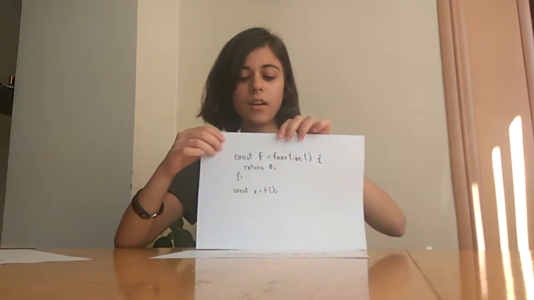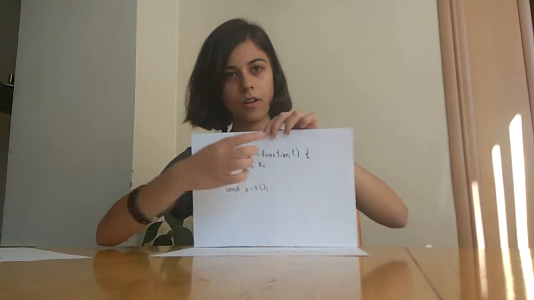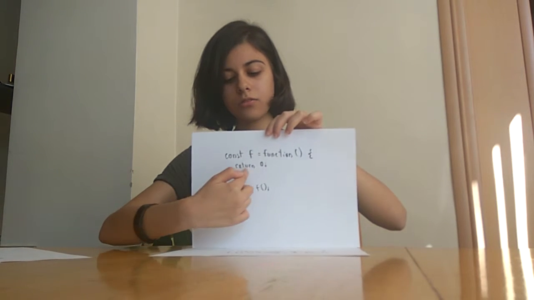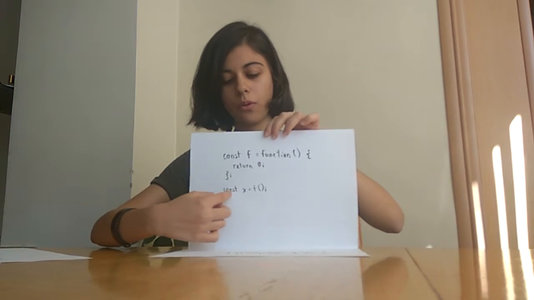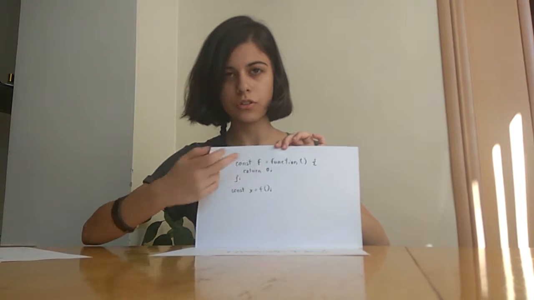The other type of function is a function that does not take any arguments and returns something. For example, like this, it takes no inputs, the braces are empty, and it returns 0. So anytime you call it, you assign the f function to x, it will just return 0.